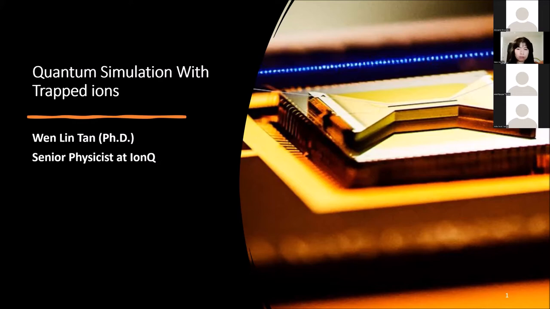This whole talk is to give a preview about quantum simulation, specifically with trapped ions. This talk features work from when I was at the University of Maryland.